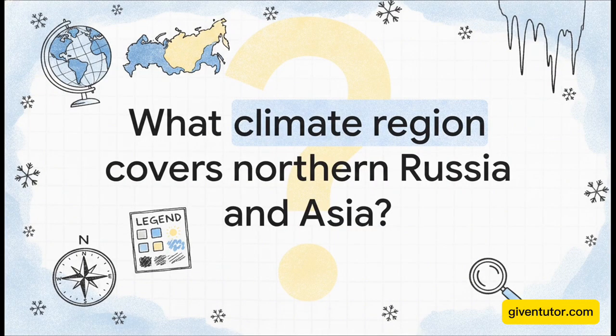Here's a take-home practice question for you to actively engage with right now. According to the map, what climate region covers the northernmost part of Russia and Asia? Go ahead and pause if you need to, look at the patterns, check the legend, and lock in your guess. I promise I'll give you the answer at the very end of this explainer.